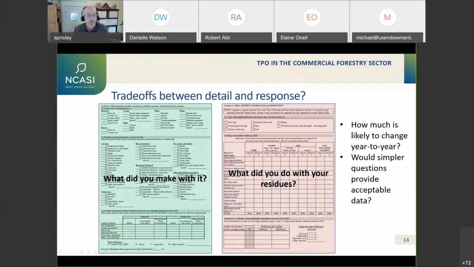And some of the other things, the other forms like what products are made and what happened to residues, I would suspect that there's not a huge amount of variation year to year. I don't know. But I suspect that a mill wouldn't switch from producing furniture stock one year to mine timbers the next. I wouldn't expect that a mill would dispose of residues as fuel in one year and then mulch the next. So is there a way to leverage that simplicity as well to improve response? So that's an open question, and it's been addressed by a number of folks.